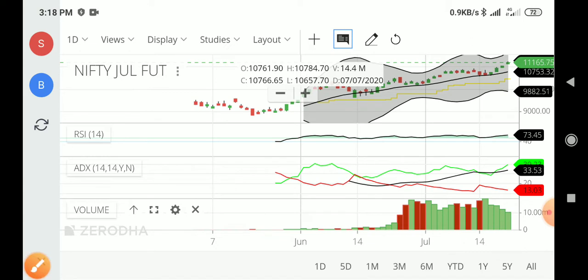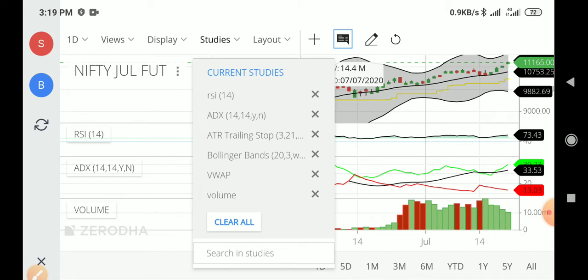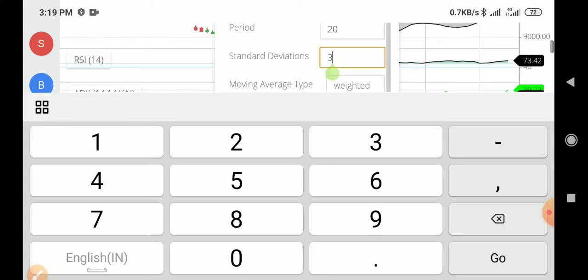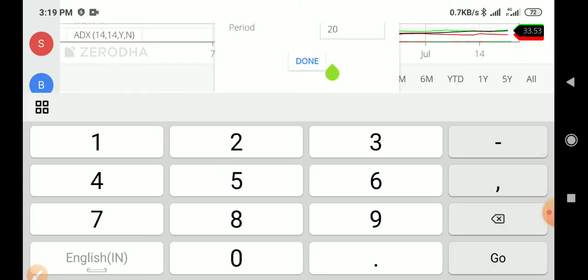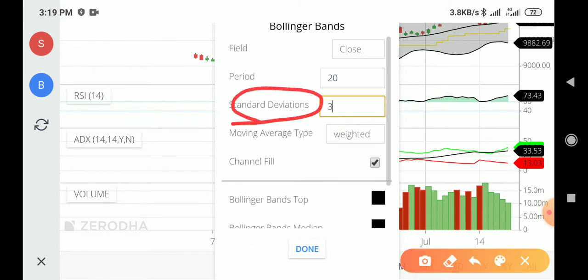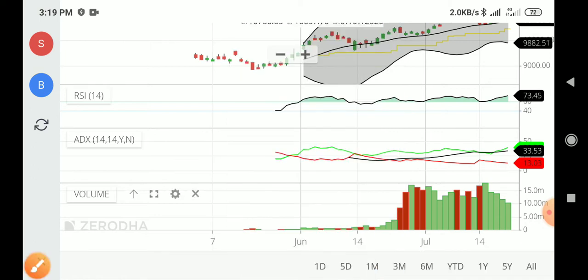And one thing I want to show you, in the Bollinger Band settings I have made a small modification. In the default settings the standard deviation is 2, but for safety purposes I have changed it to 3. So it gives a lot of scope for adjustments.